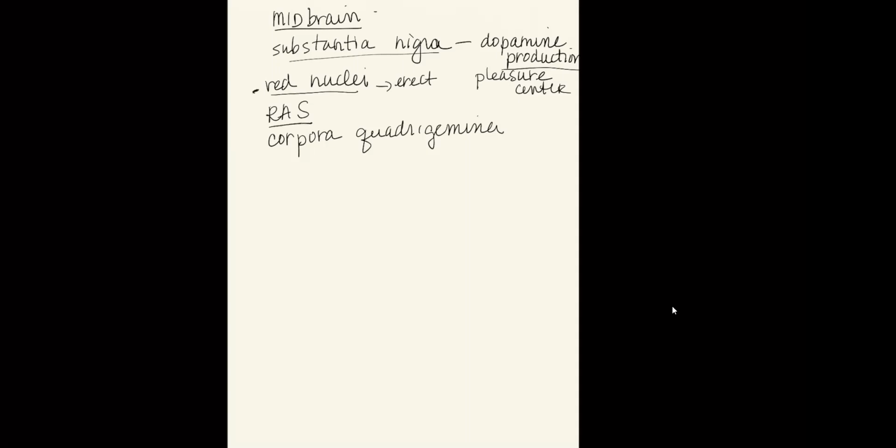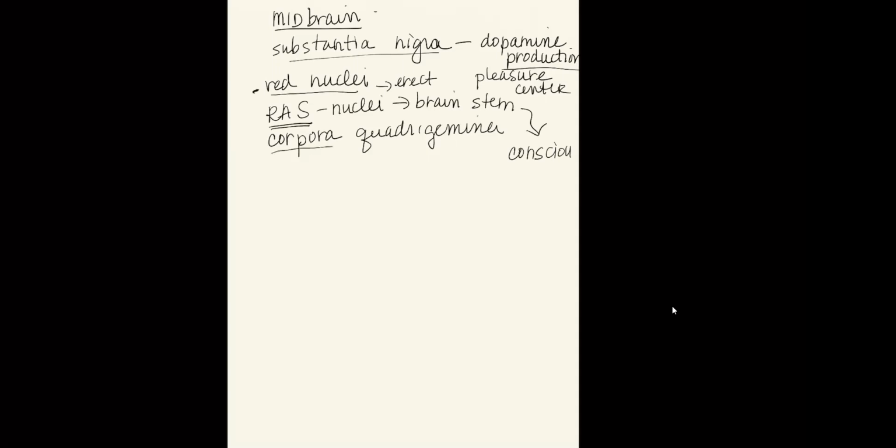Okay, now the reticular activating system is all of the nuclei, or the gray matter, in the brainstem, and they work together to help you determine if you're conscious or not. So how you're aware, if you're breathing, what's happening.